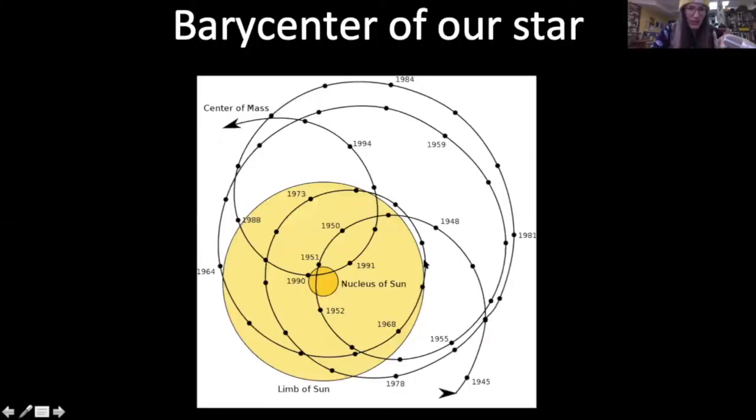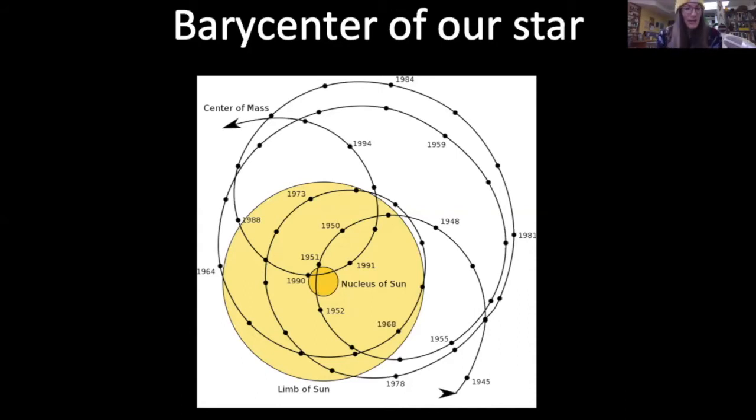This picture here is a little bit confusing, but I just wanted to let everybody know that our star wobbles, mostly due to the influence of Jupiter going around the sun. Remember I mentioned the teeter point, the seesaw? We call that the barycenter. If you look at all these numbers, these are years, and our star wobbles pretty significantly. It's wobbled all these years thanks to mostly Jupiter and the other planets.